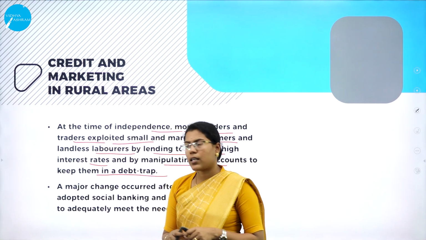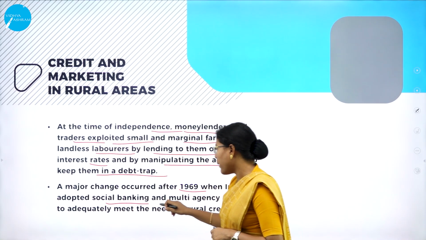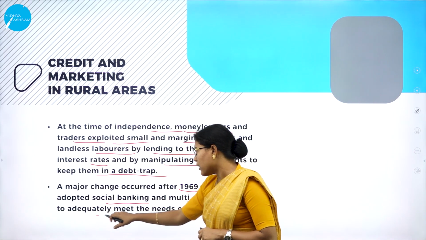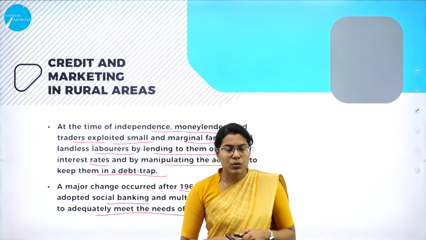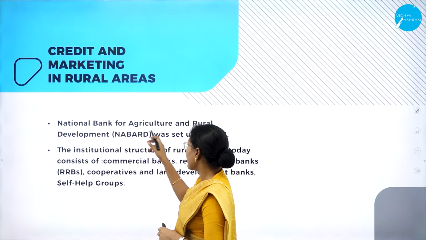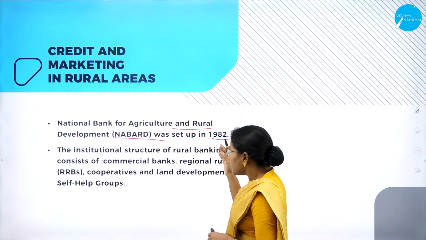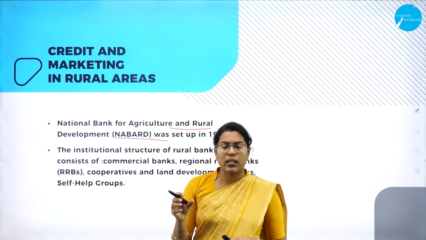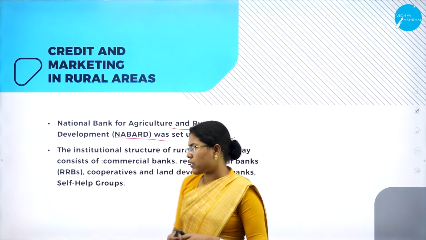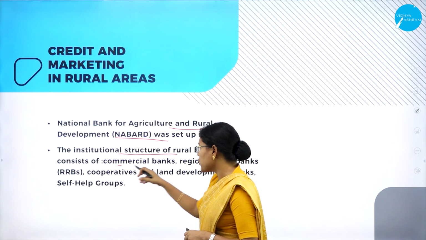A change occurred only after 1969, when India adopted social banking as well as a multi-agency approach towards banking, so that the needs of rural credit could be met. Under this, NABARD, the National Bank for Agriculture and Rural Development, was set up in 1982, and it was established as an apex body only for agricultural credit to improve the agricultural sector. And after that, some of the institutional structure of rural banking, today we have commercial banks.